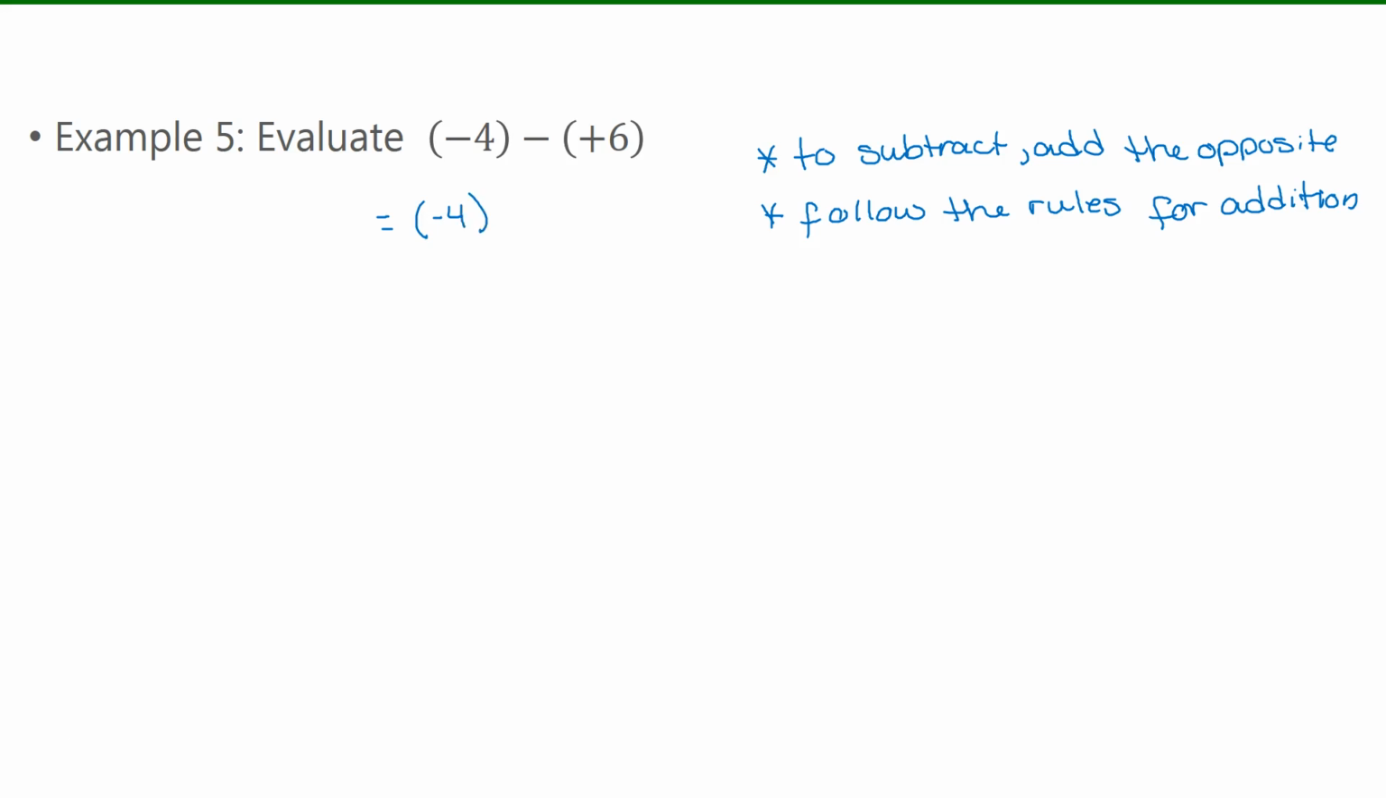So negative 4 stays as is, but the subtraction is now an addition, and that positive 6 is now a negative 6. So now that it's an addition, we follow the rule for adding two negatives. So we add the numbers together and then just make it negative. So 4 plus 6 is 10, but you write that as negative 10.